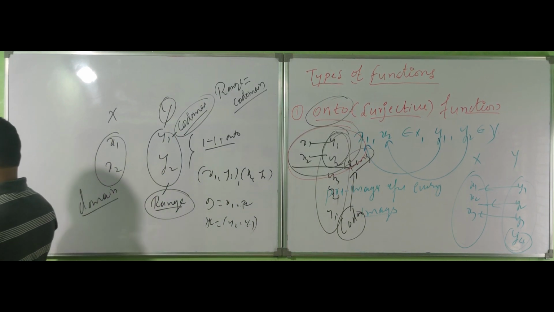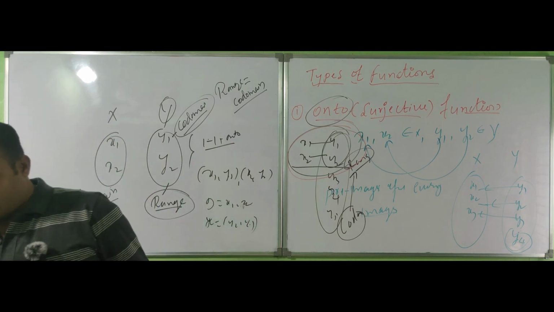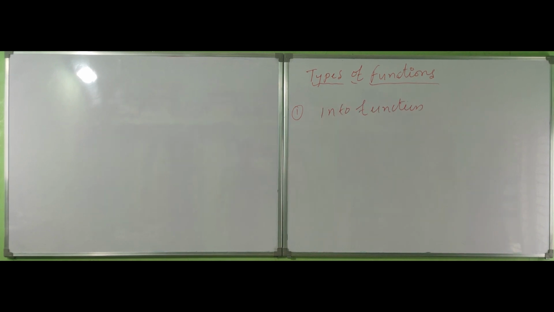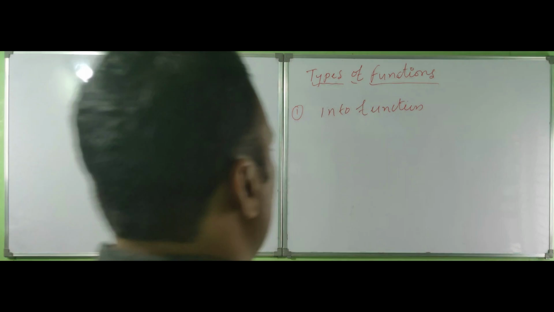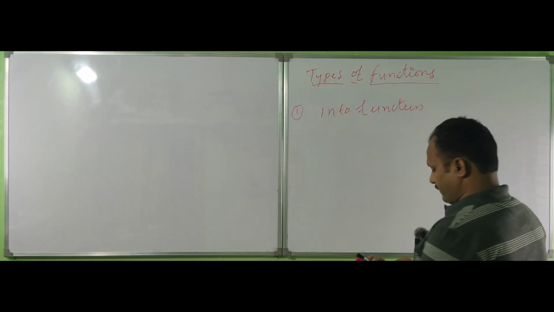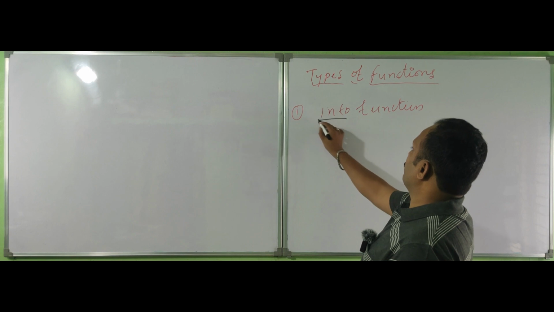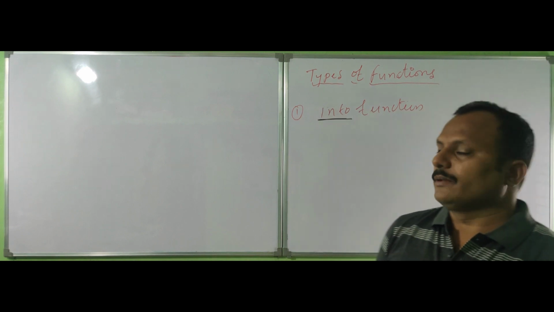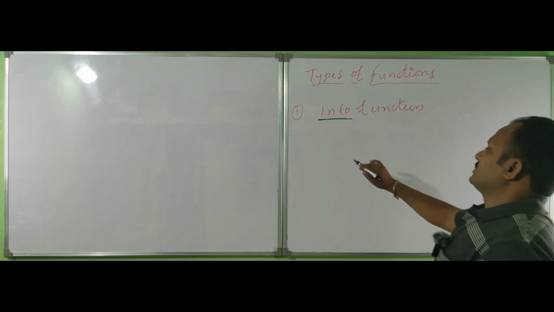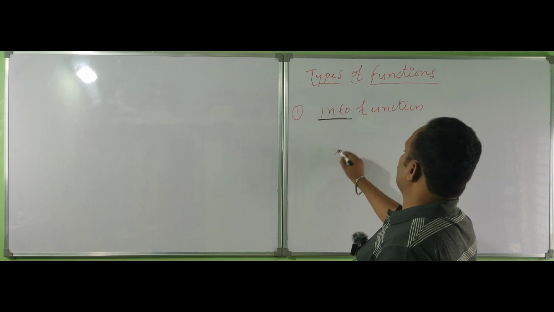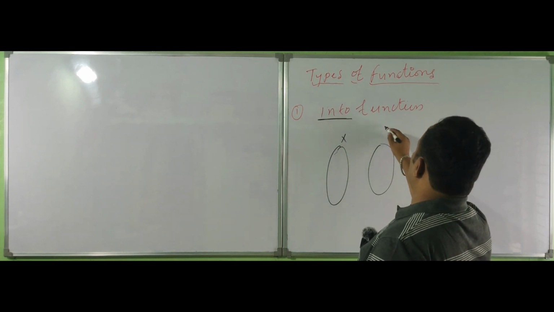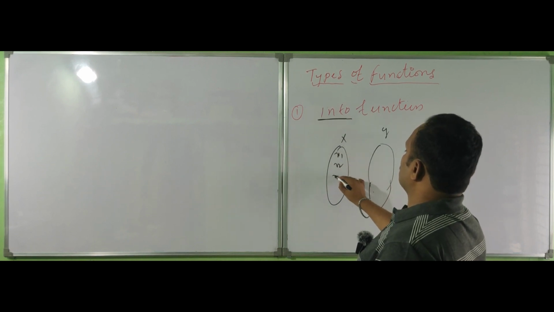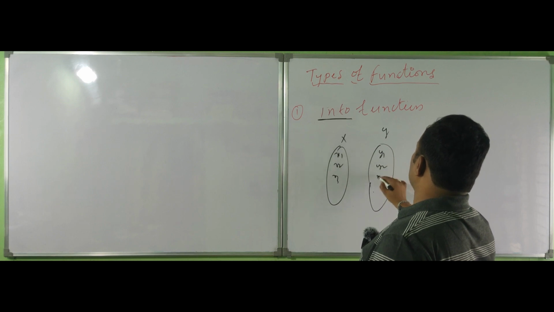Next one is the into function. After onto, we come to the into function. If the function is not onto, you can tell the function is into. So what does not onto mean? This is x and this is y. This is x1, x2, x3, and this is y1, y2, y3.